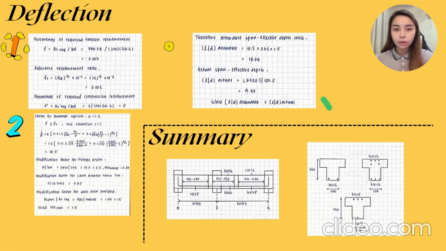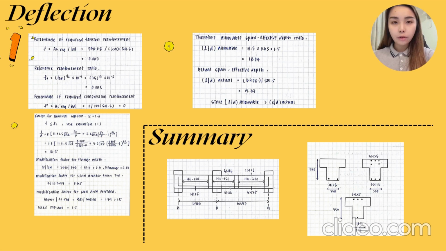As a summary, the group bar that I use in this design is 2H25, 5H25, and 3H25 for tensions, and 3H16 and 1H16 for compressions. However, for bar spacing is H600, H650.